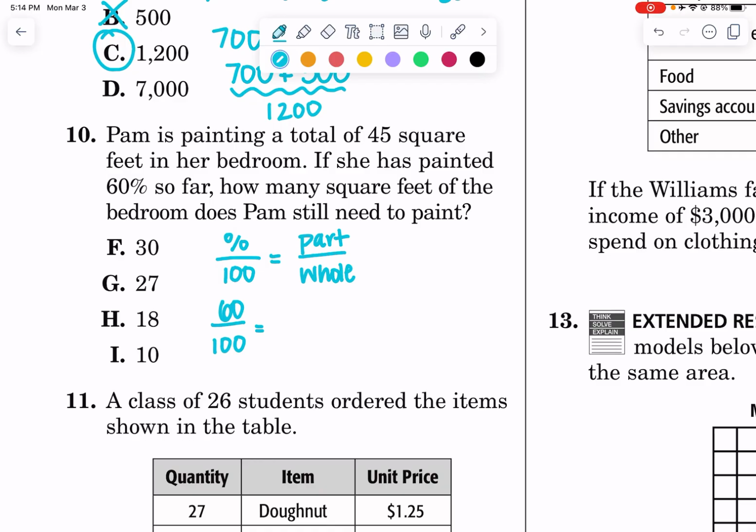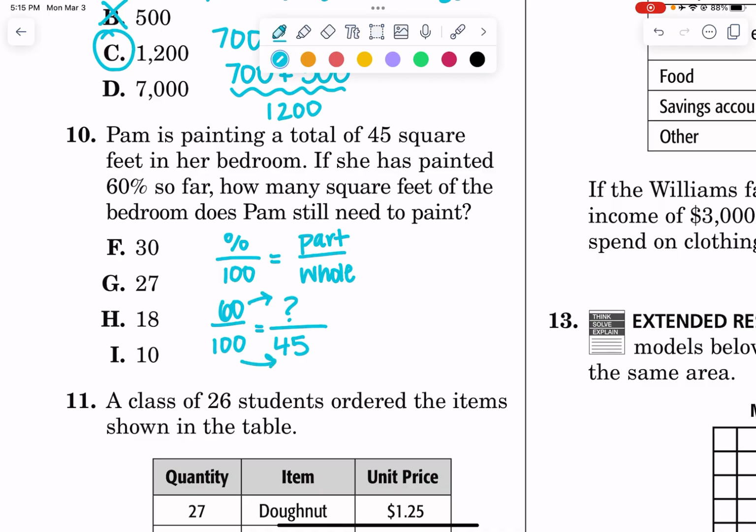Okay, and then part is what she's finished so far. I don't know what she's finished so far. I do know that there's 45 square feet total. Okay, so here's my percent proportion. This will tell me how many square feet she's painted. Let's draw our arrow towards what we don't know. Right here, the question mark.